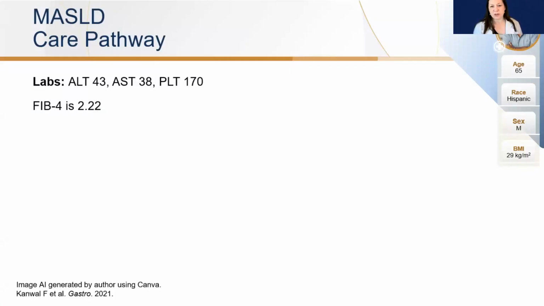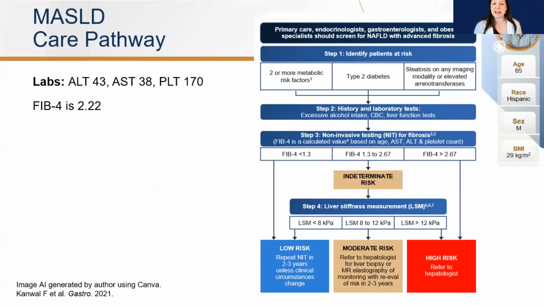So what do we do first to really evaluate the degree of MASLD? We want to use our non-invasive testing to calculate a FIB-4 score. When we look at his ALT, AST, and platelets, we can use a calculator to determine the FIB-4, and we see that his FIB-4 score is 2.22. So based on that score, we've determined that he is an intermediate risk for fibrosis or advanced liver disease.